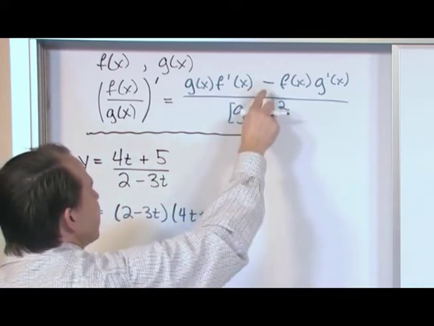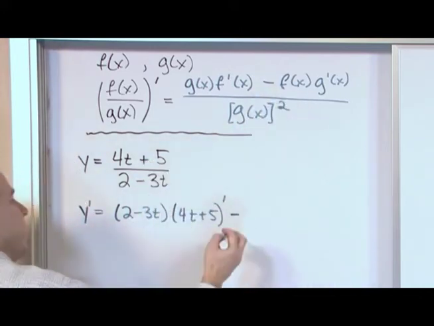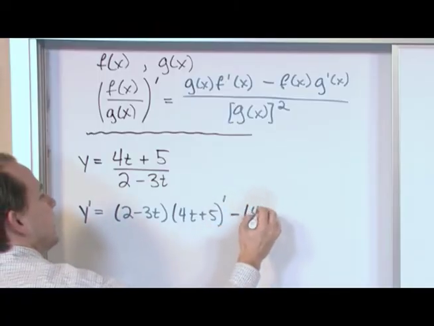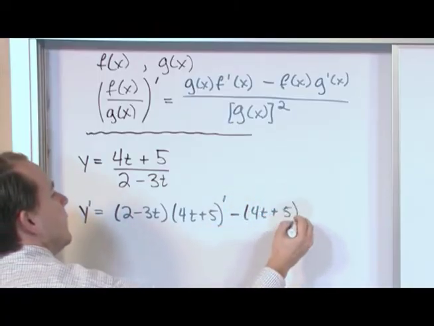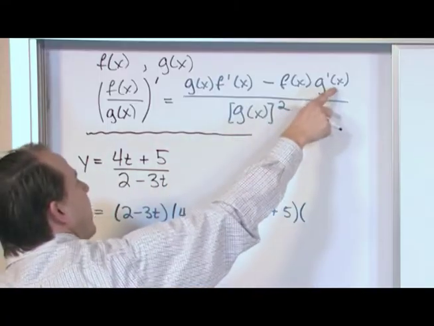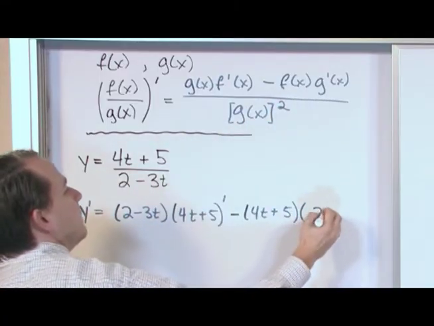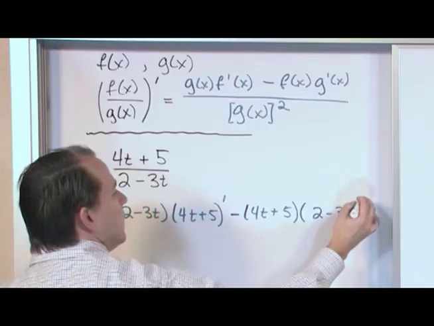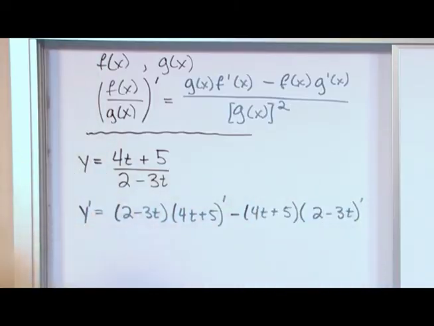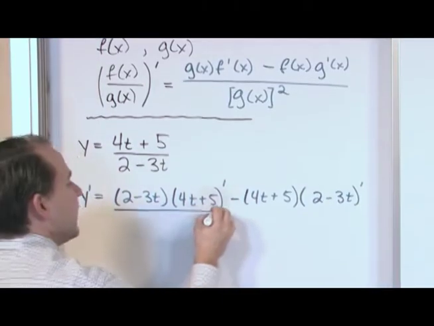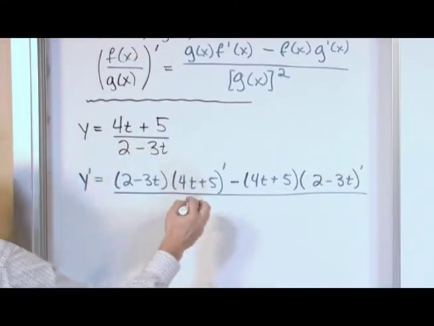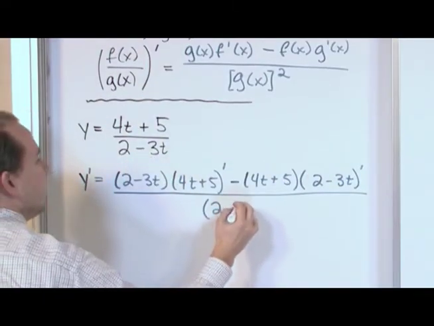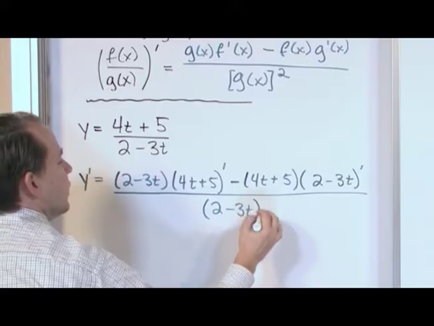Then I'm going to subtract the top times the derivative of the bottom. The top is 4t plus 5, times the derivative of the bottom from here. So I'm going to write 2 minus 3t. I'm going to put a derivative symbol there because I need to take that derivative. And I'm going to draw a giant fraction bar. And the bottom I'm going to write as the bottom squared, 2 minus 3t, close it, and squared.